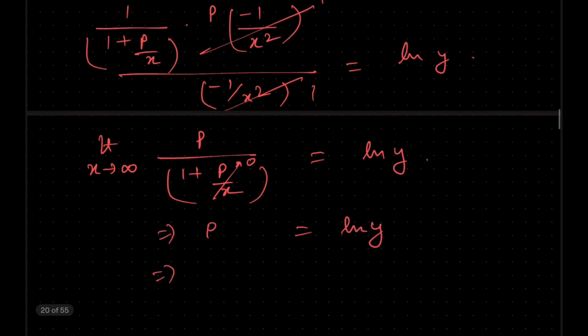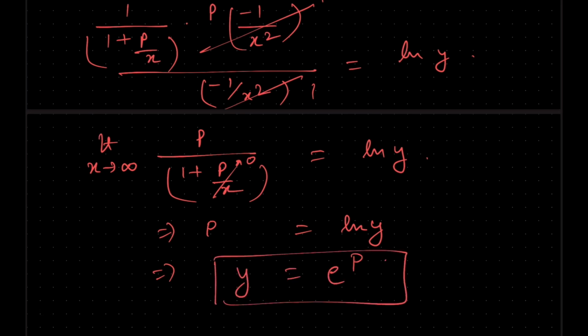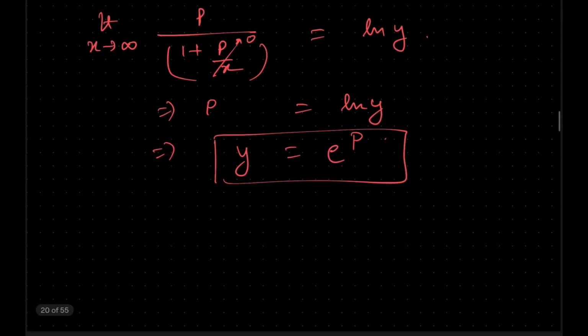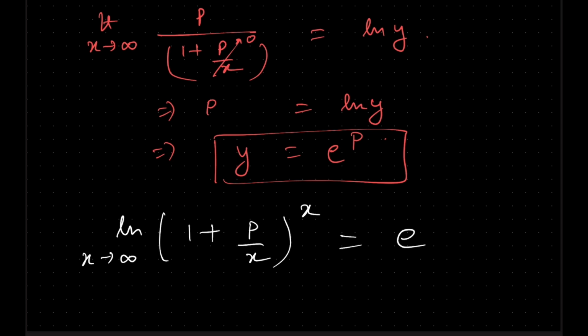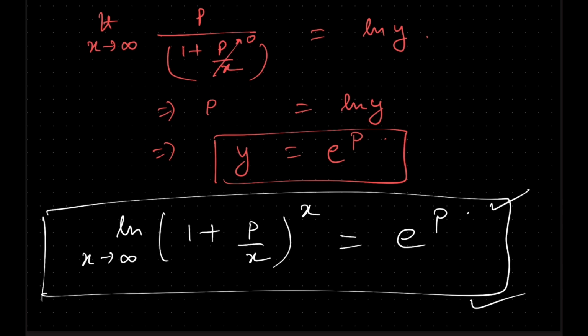So here y will come as e to the power of p. So what is our final conclusion? That the limit of (1 plus p by x) to the power of x, where x tends to infinity, gives e to the power of p. You can either take log on both sides, or you can just memorize this formula. I don't think that memorizing is a good idea, so you should better apply the LH rule.